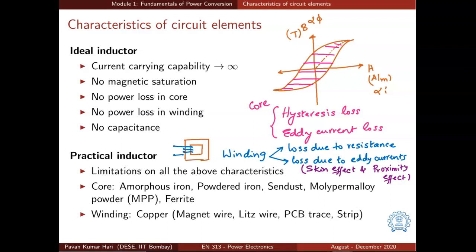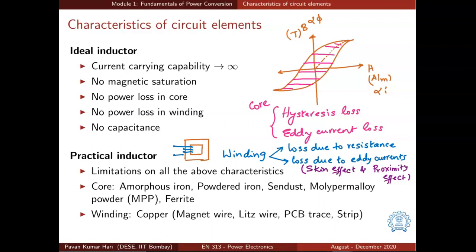The winding of an inductor also contributes to power loss. There will be loss due to its own resistance, which is given by the total RMS current squared multiplied by the resistance, and there will be eddy currents within the inductor winding. These eddy currents are due to skin effect and proximity effect, which are more prominent at high frequencies. That means when the frequency of the current flowing through the winding is high, starting from a few kilohertz, these effects cause eddy currents, which in turn cause additional power loss in the winding.